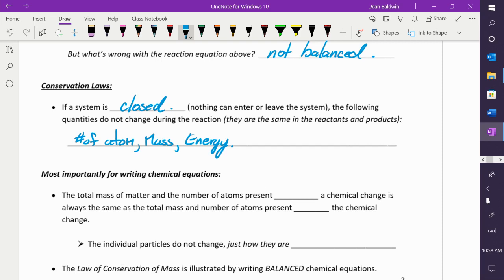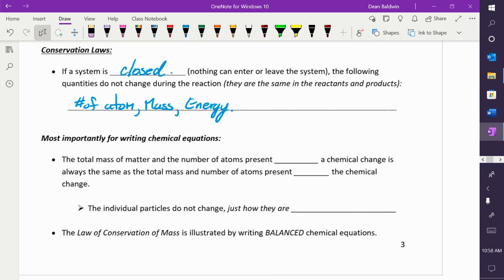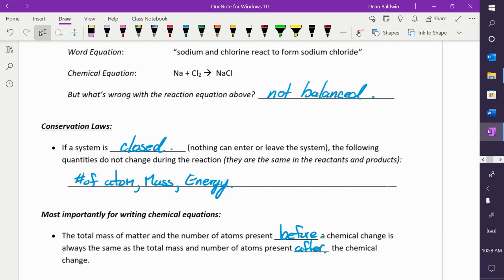So what this leads to in chemical equations is the total mass of the matter and the total number of atoms present before a chemical change is always the same as the total mass and the number of atoms present after, i.e., it has to be balanced. Now, this isn't to say that they look exactly the same. You've all seen chemical reactions. If you look at this one, this is not the same as this, but the total number of atoms needs to be the same.